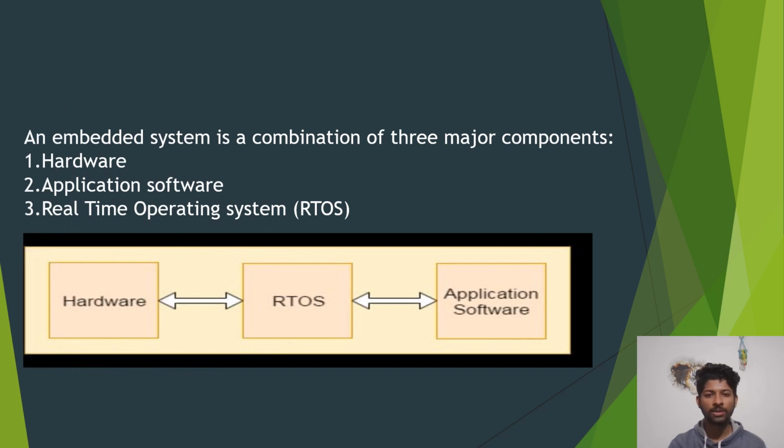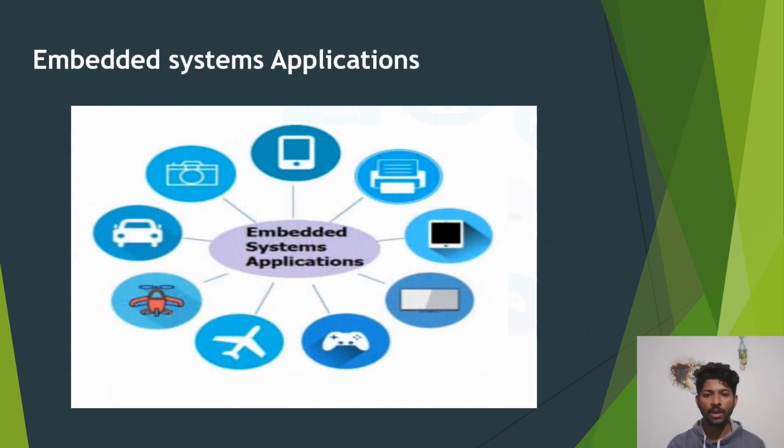An embedded system is a combination of three major components. The first is hardware, the second is application software, and the third one is a real-time operating system. As you can see on the screen, these are the embedded system applications which we use in our daily life.